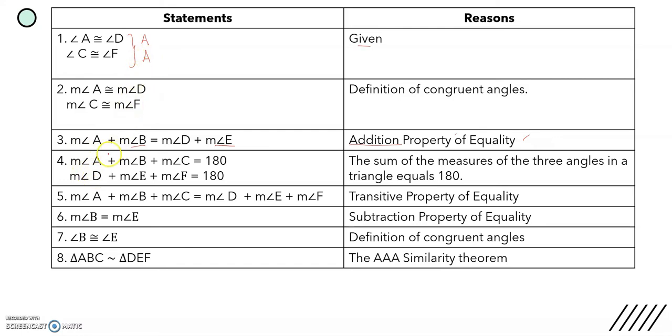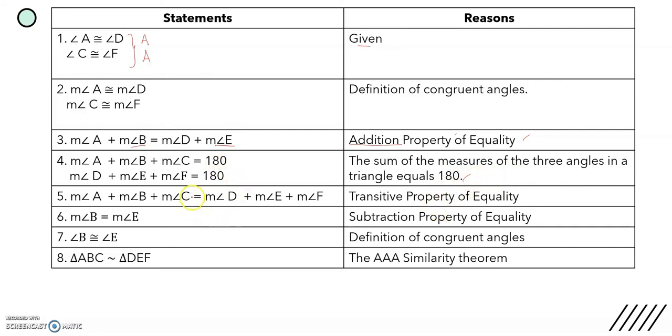So number 4, the measure of angles ABC is equal to 180 degrees. The measure of angles D, E, and F is also 180 degrees. And of course, this is true for any triangle. The sum of the measures of the three angles in a triangle is equal to 180 degrees.